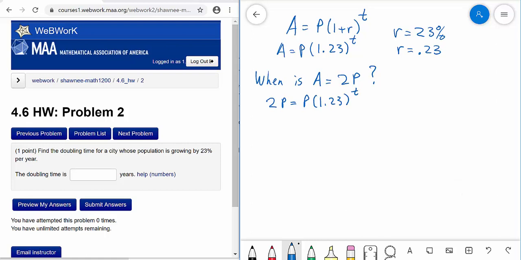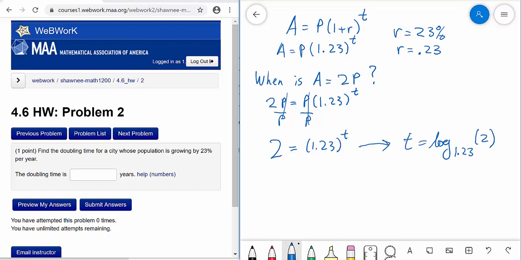The first thing I'm going to do is divide both sides by P, and you see that when the P's cancel, we just get 2 equals 1.23 to the power t. So it doesn't really matter what the initial population size was, because we end up with this equation, 2 equals 1.23 to the t. This is an exponential equation, so I'm going to convert this to a log equation. We get the exponent t equals the logarithm base 1.23 of 2.